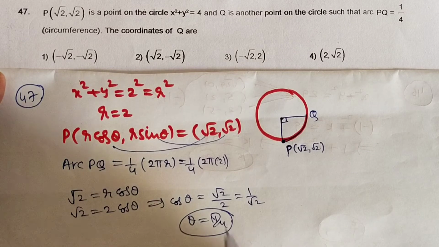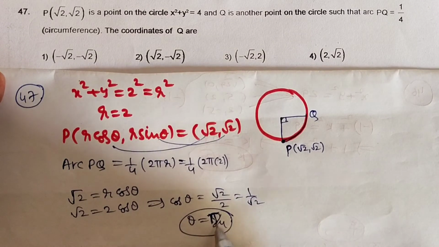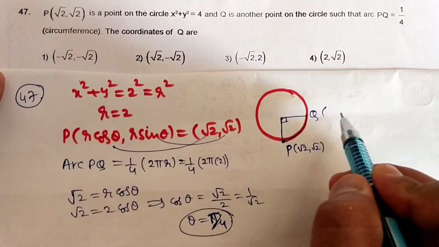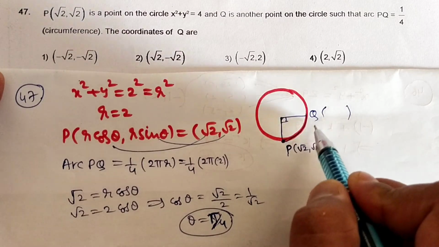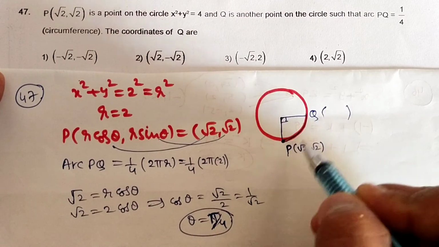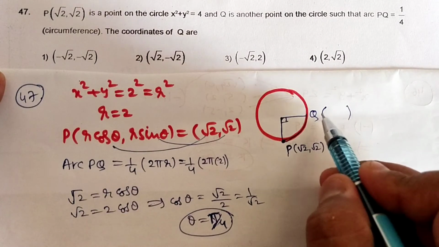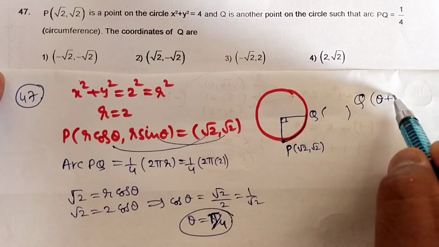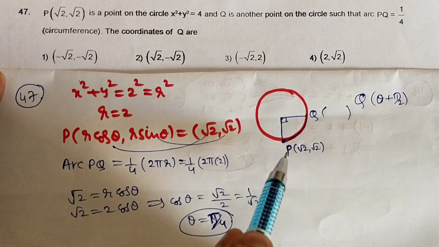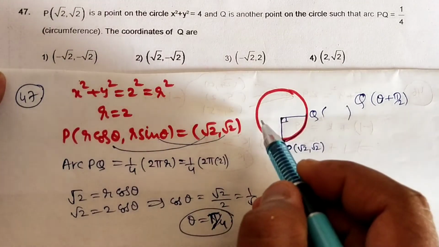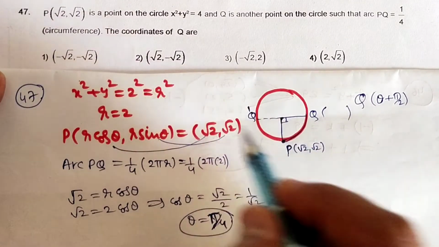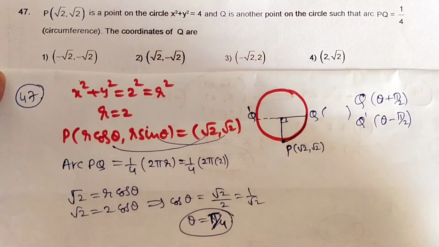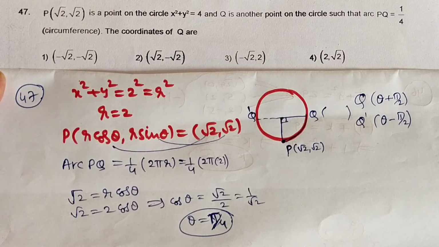After getting the value of theta as pi by 4, here is the turning step, listen carefully dear students. To get point Q, the point Q is right side or upward to the point P. So the parametric point of Q will become theta plus pi by 2. Why? Because the point P is on the right side. Suppose Q may be like this also, Q dash. So Q dash value will become theta minus pi by 2. It is left side to the point P.